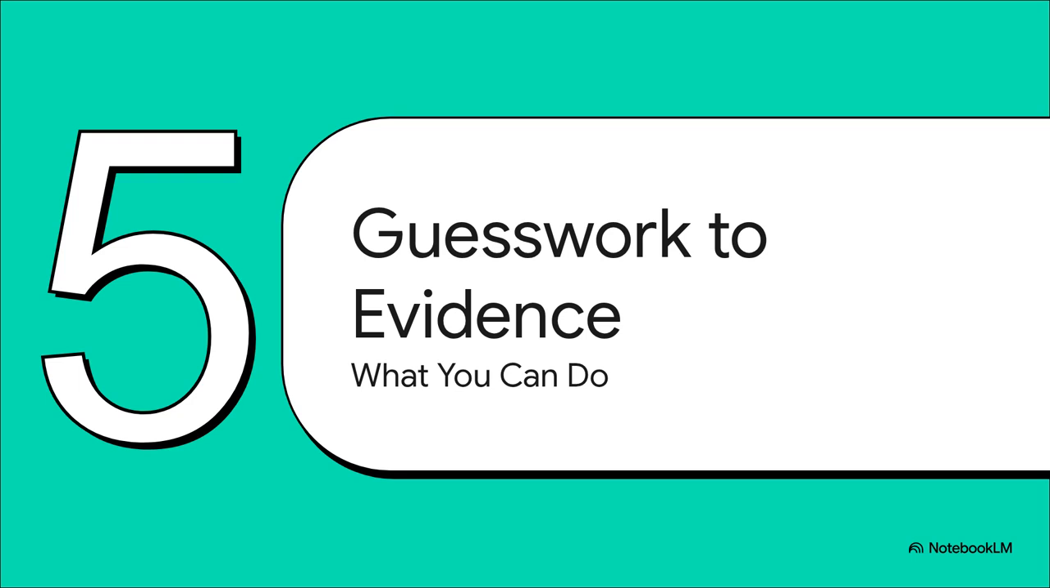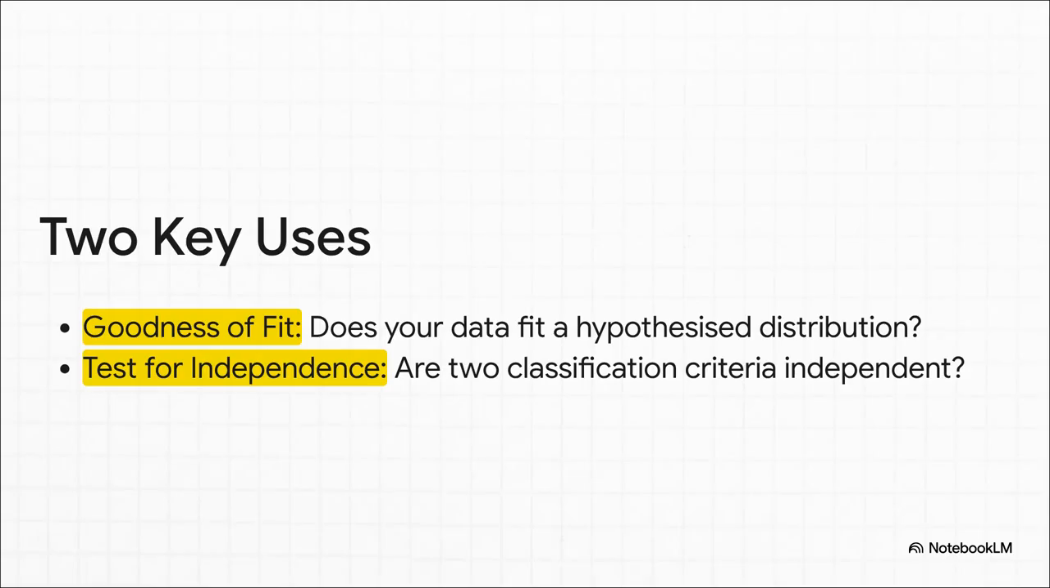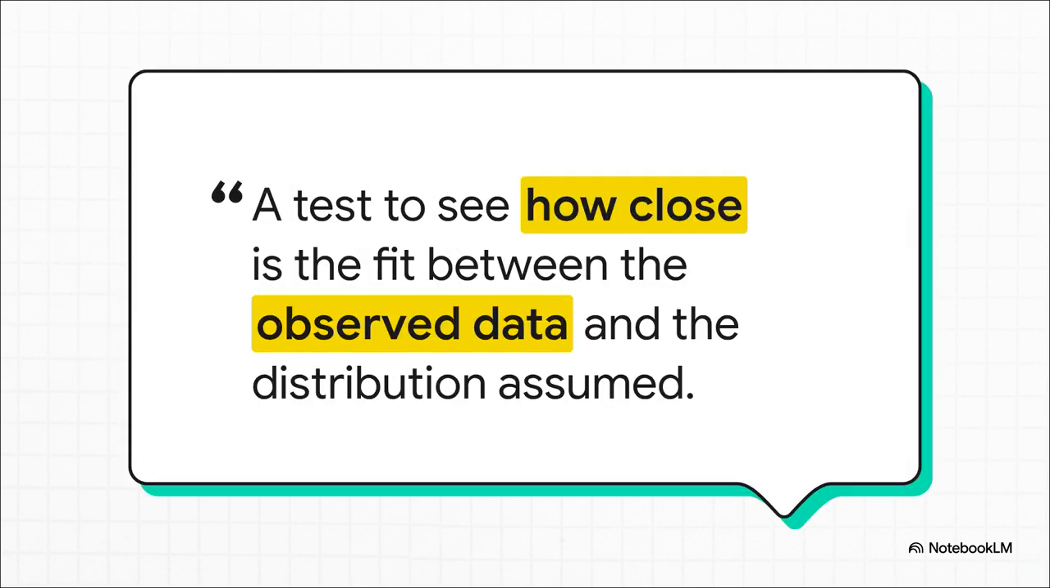So let's just pull this all together and zoom out for a second. We've seen how this one really elegant test can be used in a couple of different ways to take us from just guessing to actually knowing. So really, you've got two key moves with this test. First, the goodness of fit test, which checks if your data lines up with a theory, like in our defective parts example. And second, the test for independence, which checks if two different variables are connected, like in our shampoo survey.